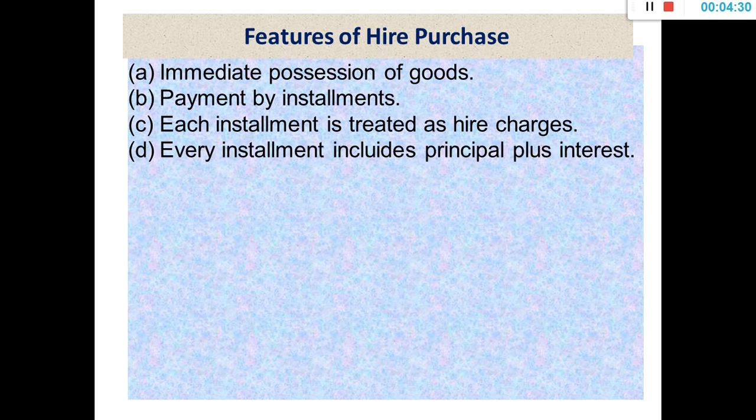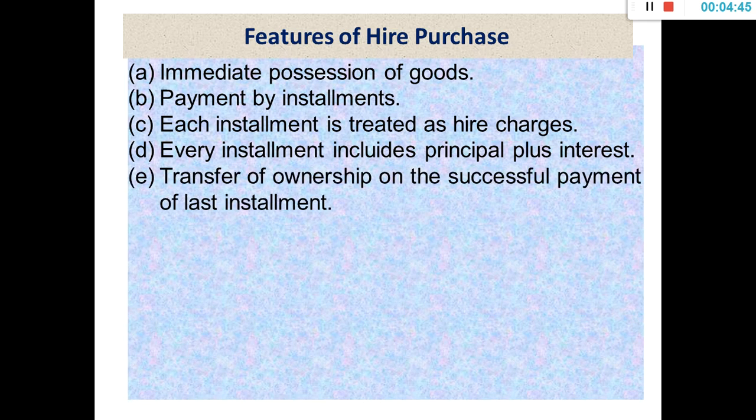Next feature, every installment includes principal plus interest. Of course, each installment includes two components, that is the principal amount plus interest for the service rendered. And the next feature, transfer of ownership on the successful payment of the last installment due. The legal ownership of the asset will be transferred to the purchaser only on the successful payment of the last installment due. That is what this point says.